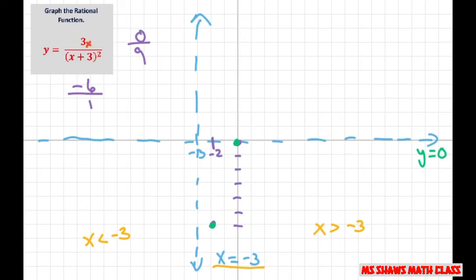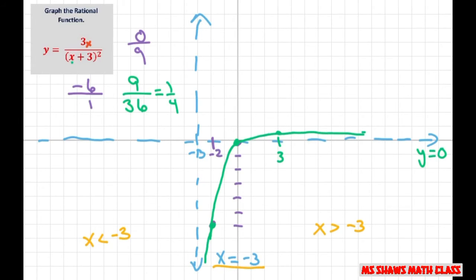So this is going to cross. Let's plug in another number, let's say 3. If I plug in 3, I get 9 divided by (3 plus 3), which is 6 squared, 36. So that's going to equal 1/4. So when I plug in 3, it's going to be 1/4. It's crossing the horizontal asymptote. It can cross it. So that's that side.